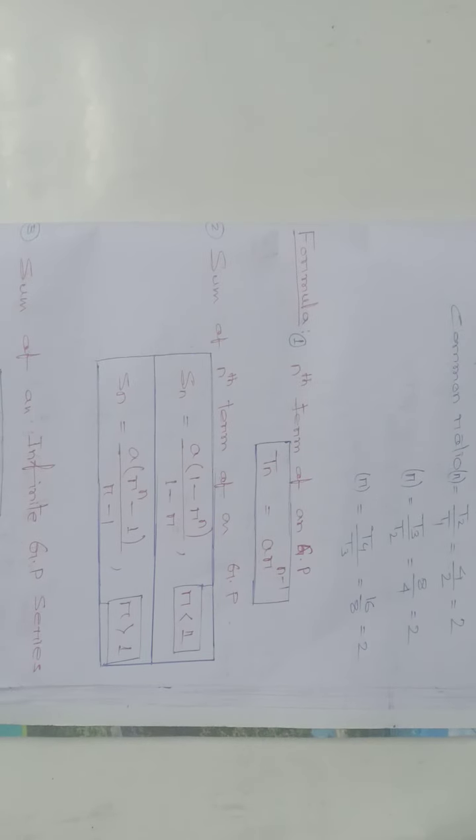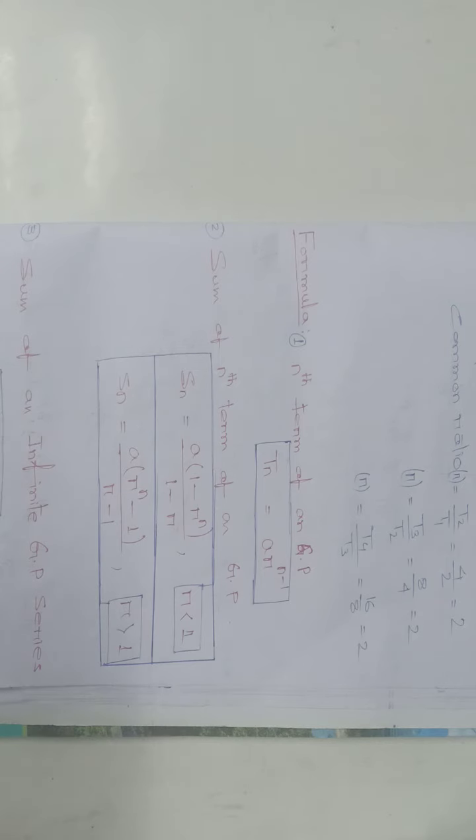Now, similar to AP, here also we have a formula for finding the nth term and the sum of n terms. So I will discuss this now. The nth term of GP can be found using the formula Tn equal to ar to the power n minus 1. And for the sum of n terms of GP, there are two formulas, depending on the value of r.